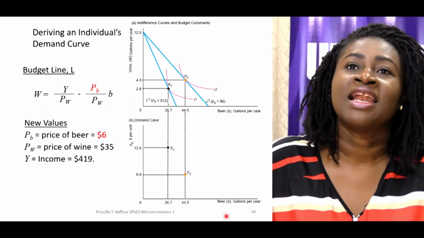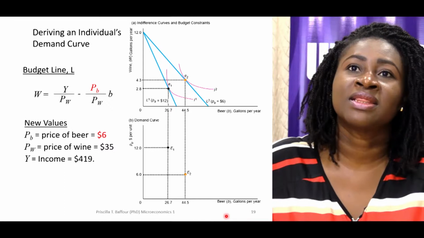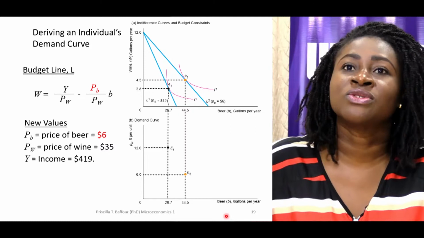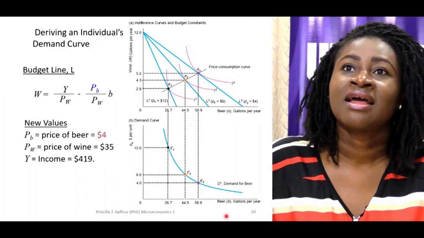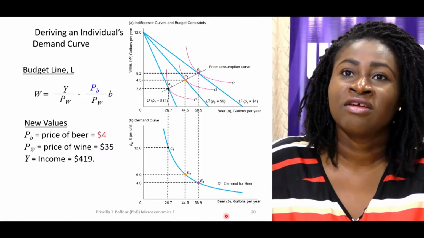So we'll see that with that, the individual would consume less beer when the price becomes more expensive. That is at point E1, right? So at point E1, she is consuming 26.7 when the price is at 12. When the price drops to 6, she is consuming 44.5. So you see that consumption increases with a decrease in price. So when that process continues, you see that consistently the consumption would be increasing when the price of the commodity falls. And that is what has happened.